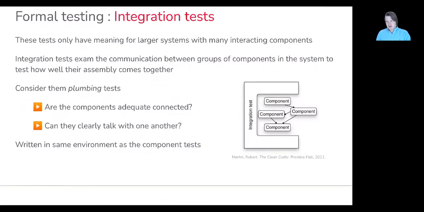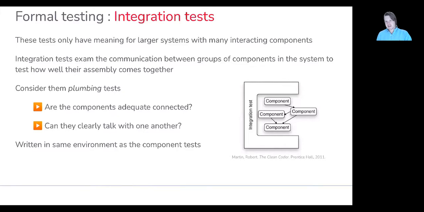Next up is going to be integration testing. So these tests only have meaning for larger systems where the individual components are really interacting with one another. And to some extent, there's a level of coupling here where they are indeed relying upon one another to help the system accomplish whatever it is that it's been designed to do. So integration tests are going to examine the communication between groups of components in the system to test how well their assembly comes together. You can consider these plumbing tests, as Robert Martin calls them in his Clean Coder textbook.